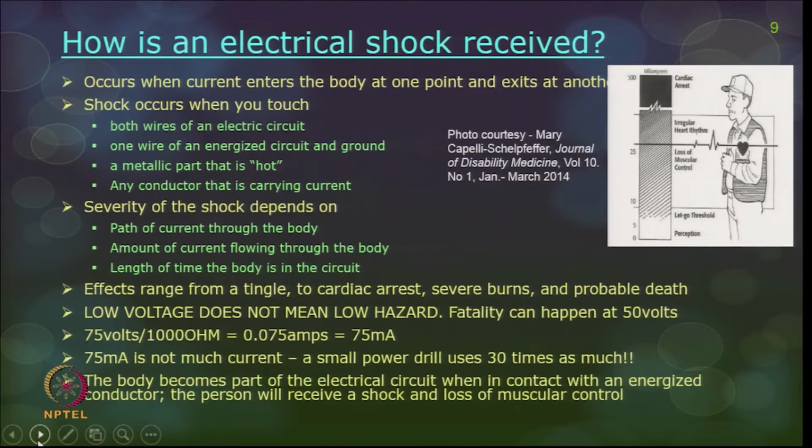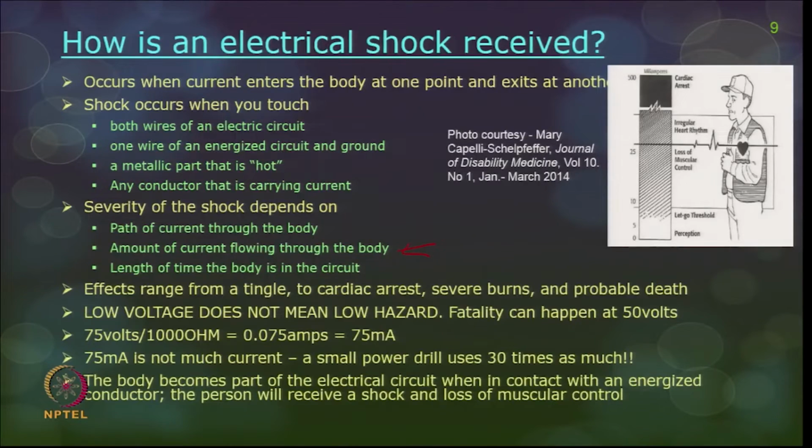The severity of the shock depends on a lot of issues. Number 1 is the path of the current through the body, and the amount of current flowing through the body, which we will discuss in the next slide. Then the length of time the body is in the path of the circuit. The effects range from a small tingling reaction to cardiac arrest, sometimes severe burns, or even death. The general myth is that low voltage is not a serious hazard, but low voltage is not a low hazard. Fatality can even happen at 50 volts.